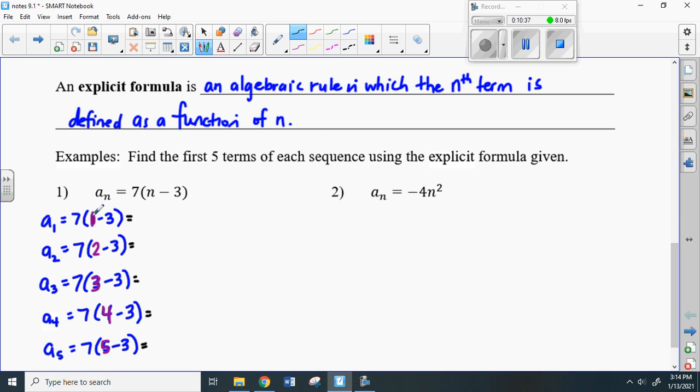You do inside parentheses first. 1 minus 3 is -2 times 7 is -14. 2 minus 3 is -1 times 7 is -7. 3 minus 3 is 0 times 7 is 0. 4 minus 3 is +1 times 7, and 5 minus 3 is 2 times 7 is 14. And you should definitely be able to see the pattern. If you look at these, there's a pattern here. It looks like we're adding 7 every single time.